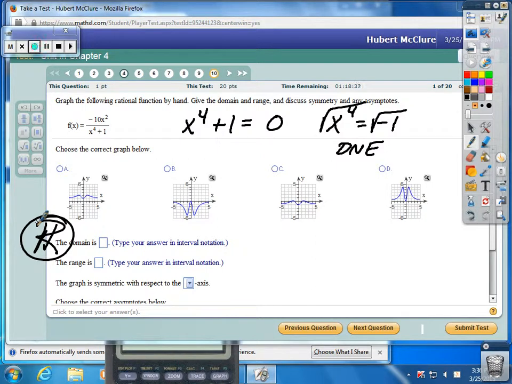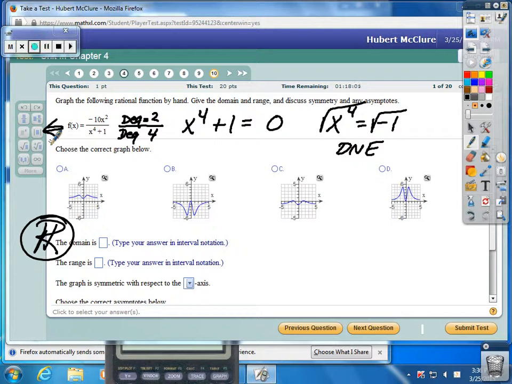The range, now this is dependent upon the vertical asymptote. This guy has a degree equal to 2. This guy has a degree equal to what? 4. If the degree of the numerator is less than the degree of the denominator, what's the asymptote? Look at your rules. The asymptote should be 0. Check it and see. And so you find where the asymptote is 0.